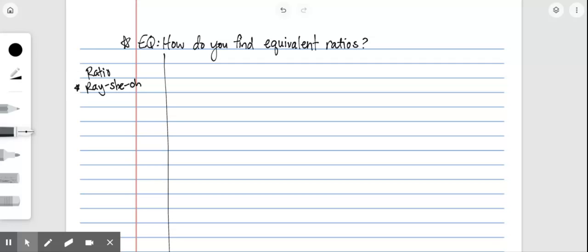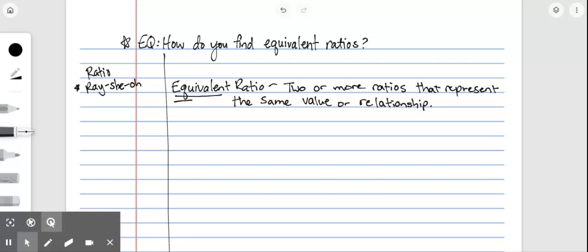All right, so we're going to start by talking about what equivalent ratios means. Well, equivalent ratio means probably similar to what you think it means. This word equivalent comes from the root word equa, which means equal. So there are two or more ratios that represent the same value or relationship.